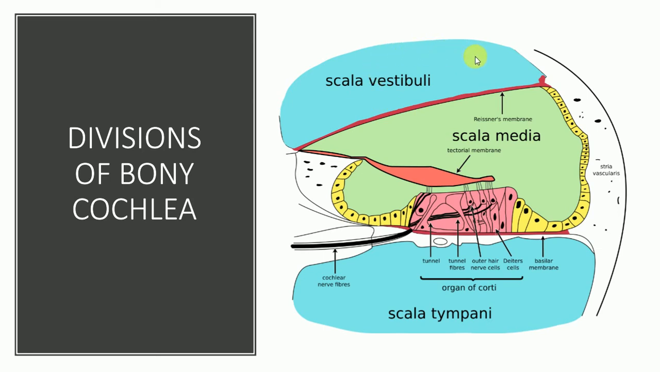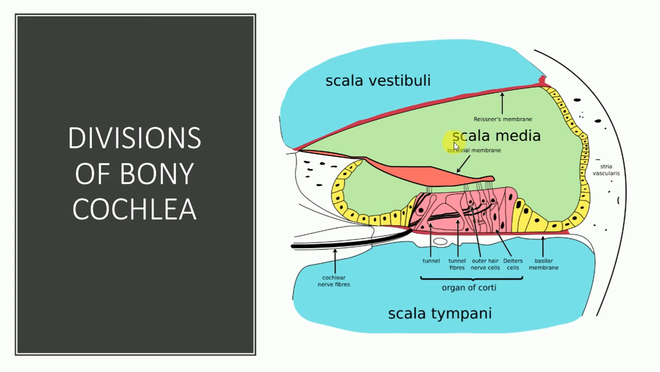Here, as you can see, this round structure is divided into three compartments: the scala vestibuli, scala media, and the scala tympani. The scala vestibuli and the scala tympani have the perilymph fluid, and the scala media has the fluid called the endolymph. The scala media is also called the membranous cochlea and the cochlear duct. It's the name of the same thing.